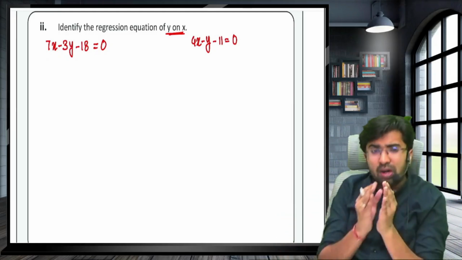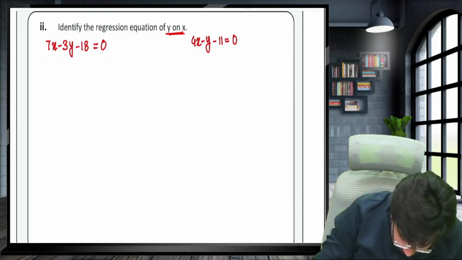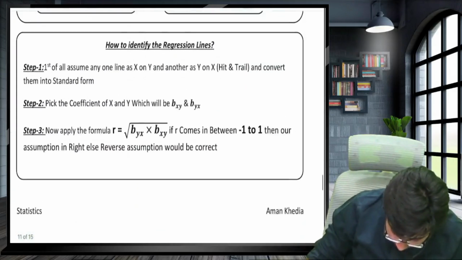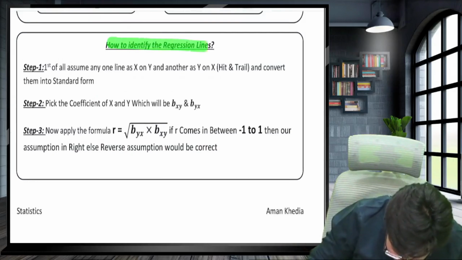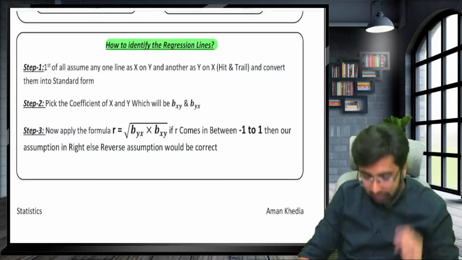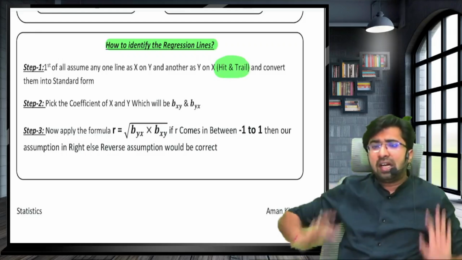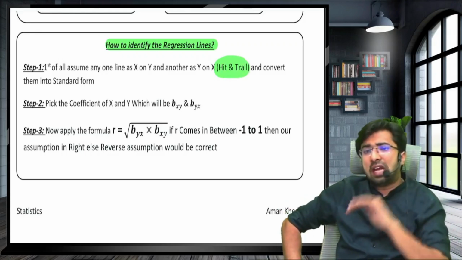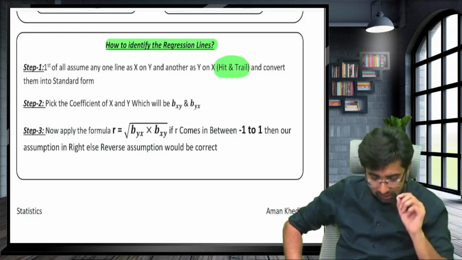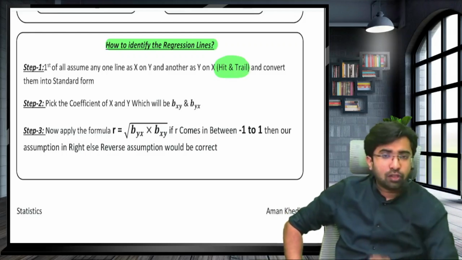Okay, so sir, what is the method? Guys, now please look at this point. How to identify the regression lines? See, guys, the method is hit and trial. We cannot directly identify which line is y on x and which one is x on y. So here are the 3 steps you have to follow whenever you want to identify.